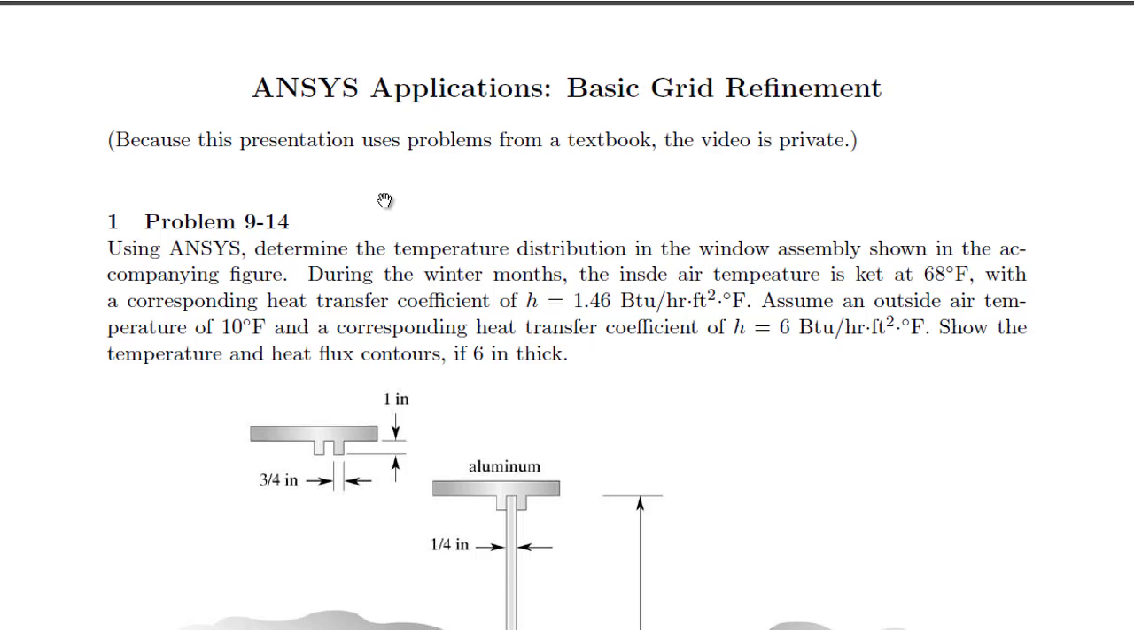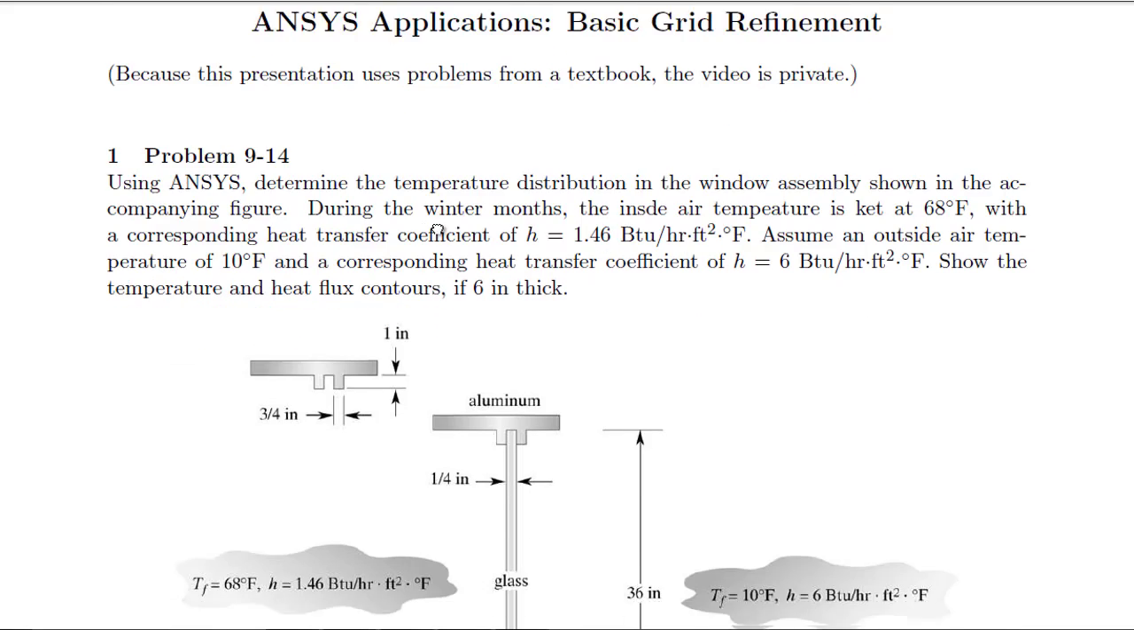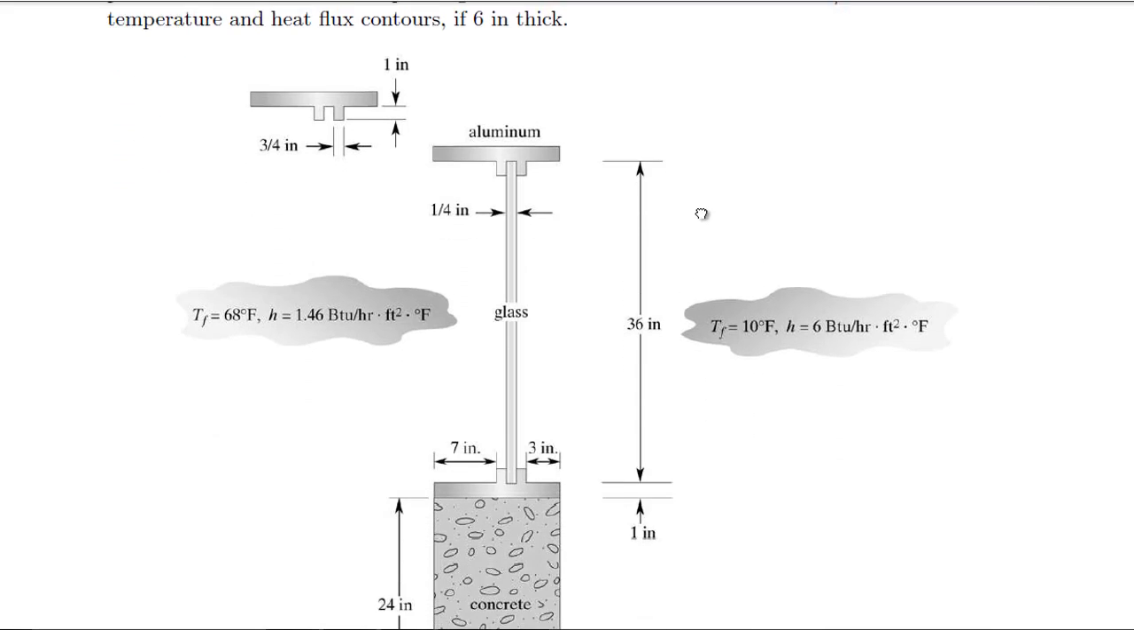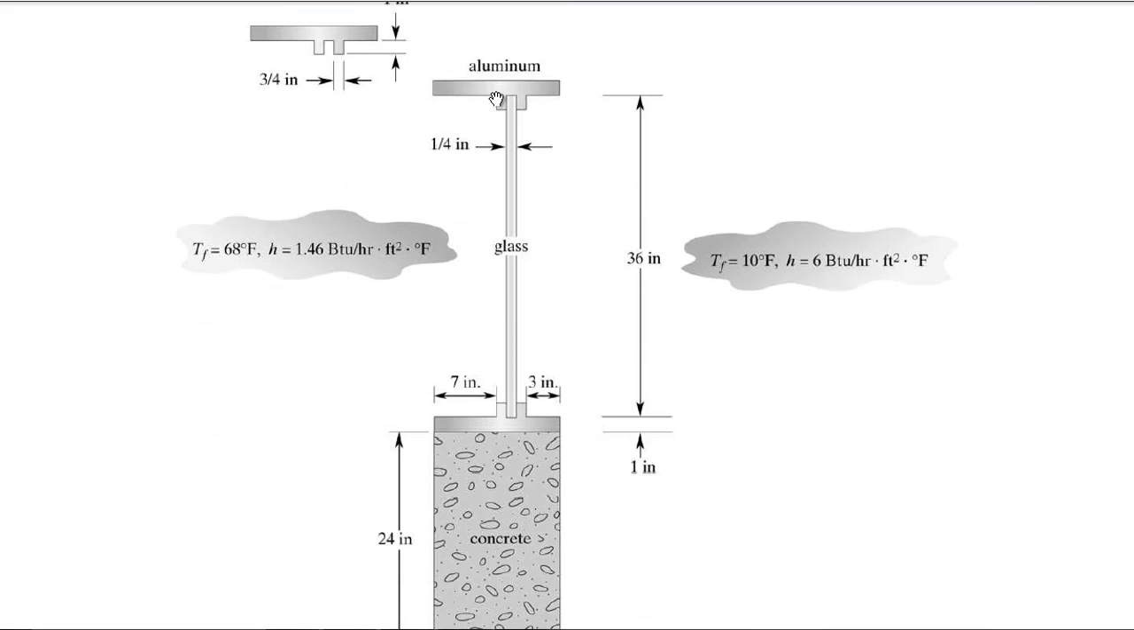So solving problem 9-14. What we're going to do is solve this problem. We have an aluminum window casing here, a glass window, the aluminum casing on the bottom, and then the concrete base to it all. We're going to look at the heat transfer through this window assembly. We'll have the inner case at 68 degrees Fahrenheit with some convection coefficient, and a slightly larger convection coefficient on the outside with a lower temperature. We'll look at the overall heat transfer there, and we'll do some grid refinement.